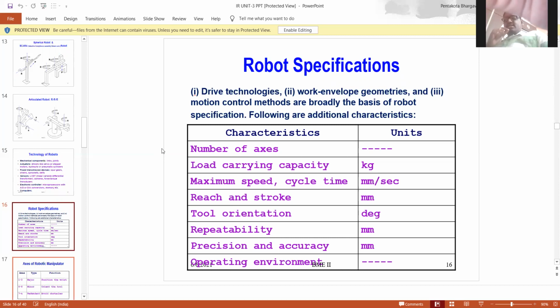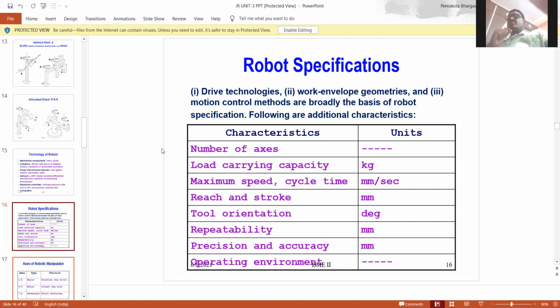Number of axes is the first one, load carrying capacity is the second, third is the maximum speed or cycle time, and fourth is the reach and stroke. Next one, tool orientation. Next is repeatability. Next, precision and accuracy, and operating environment. The number of axes depends upon how many translations are involved in the particular model, how many joints and how many links are available in the particular geometry.